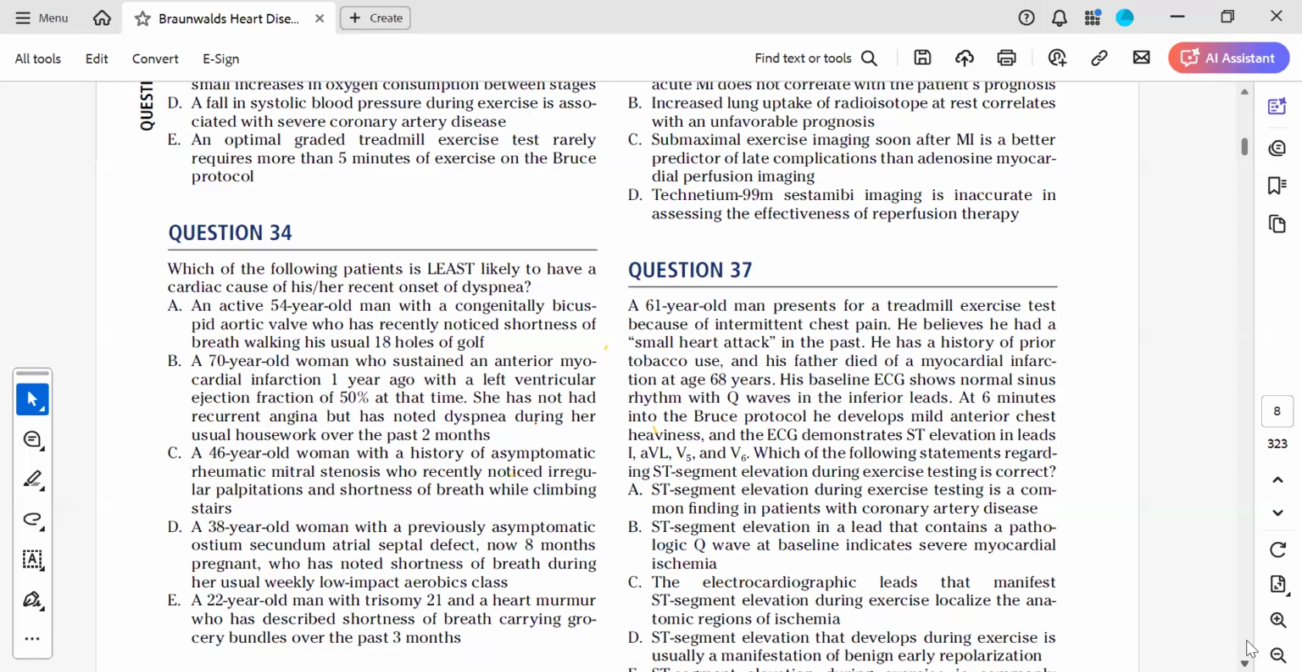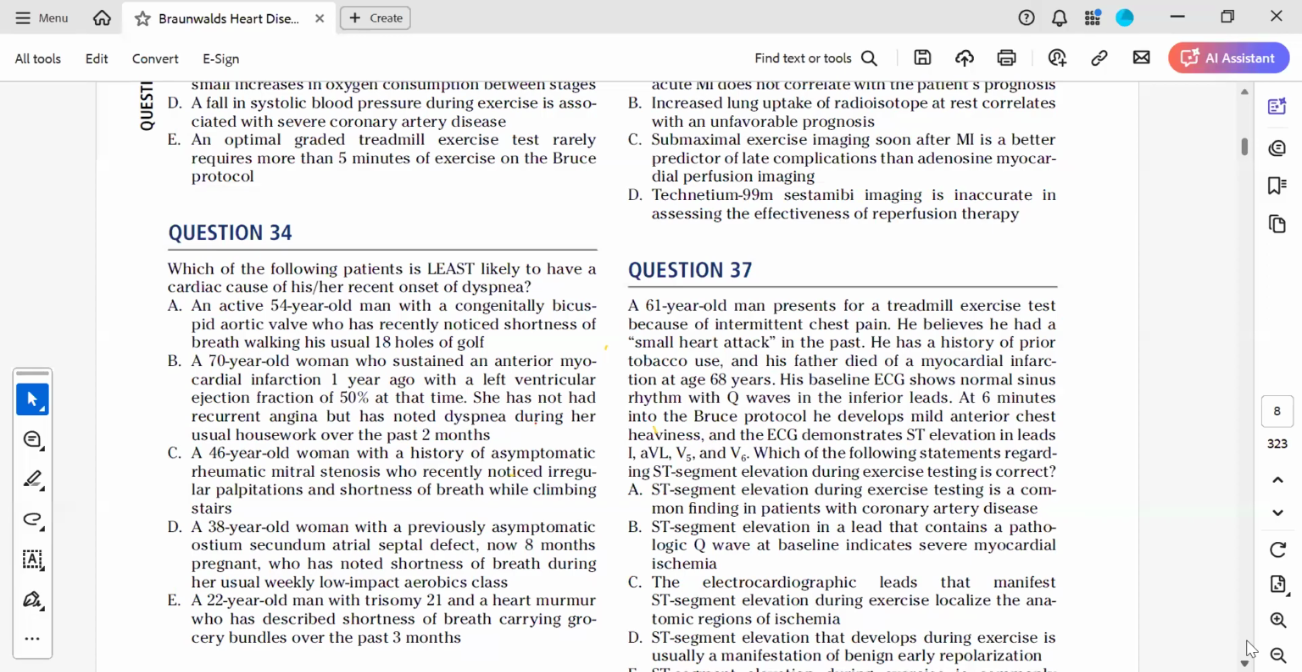The fourth is a 60-year-old woman with a history of asymptomatic rheumatic mitral stenosis. Of course, one of the commonest causes of mitral stenosis in our environment would be rheumatic heart disease. Recently she noticed irregular palpitations, and shortness of breath while climbing stairs.